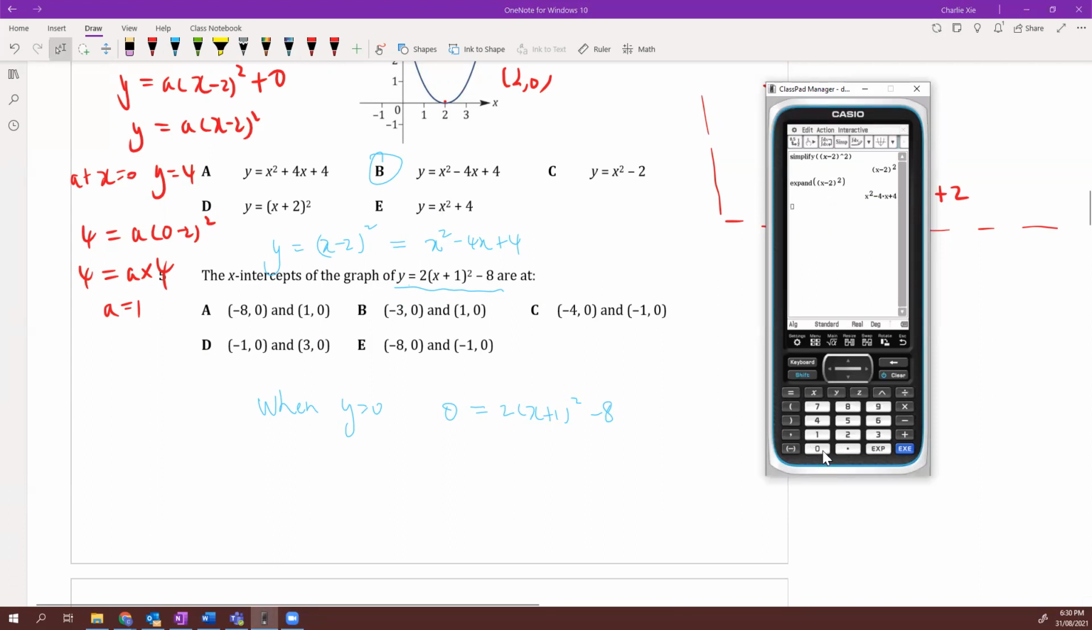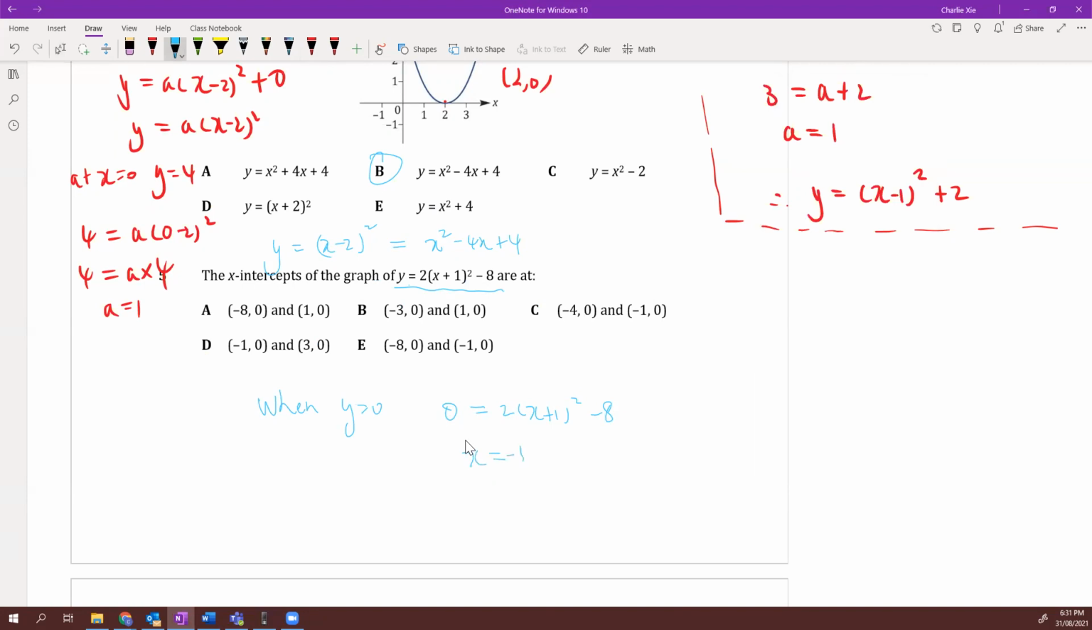So 0 equals 2(x plus 1) squared minus 8. Okay, that's your equation, and in interactive, click on solve for x, and here you go. x equals -3 or x equals 1. Let me double check. Yeah, -3 and 1. Okay, so your x-intercepts are (-3, 0) and (1, 0). B. Okay, so that's that one.